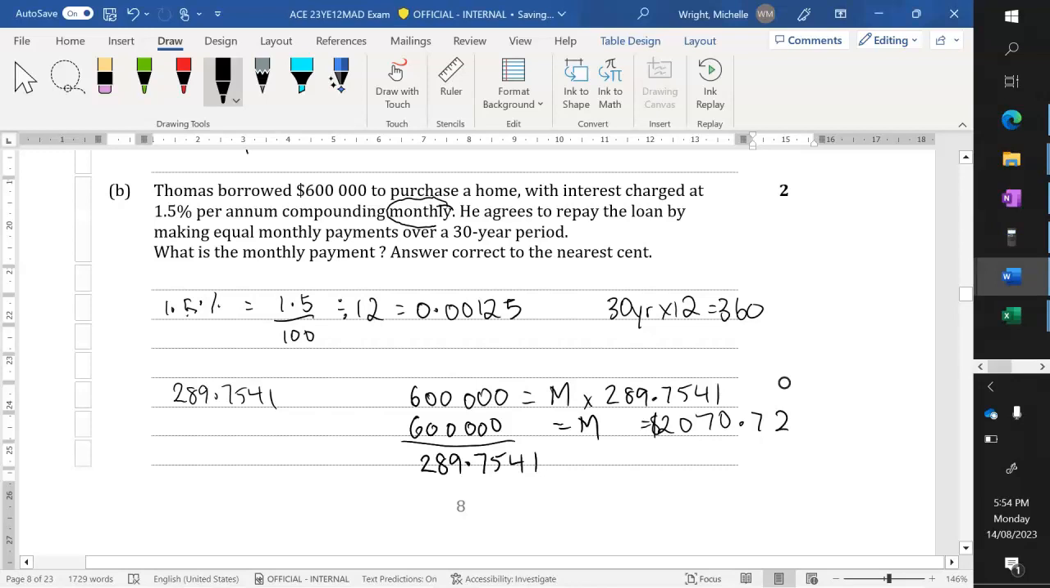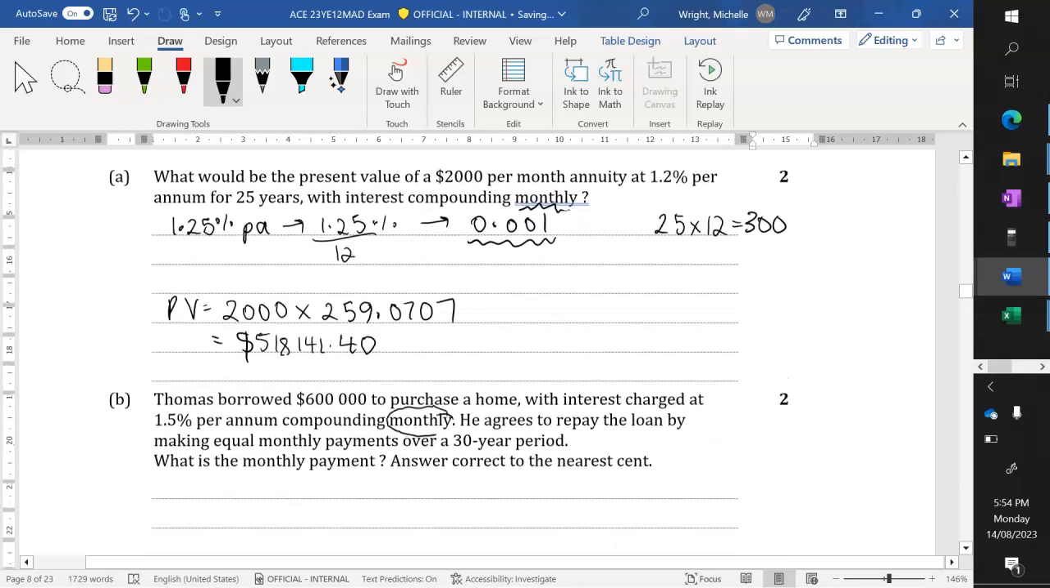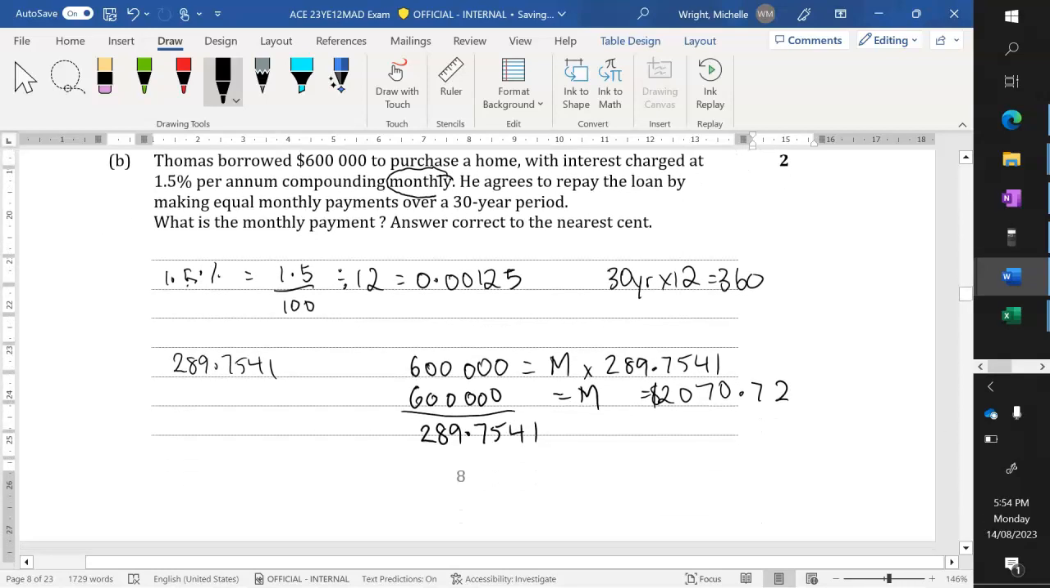People actually did it the long way using a geometric progression, and you would have got the same answer if you did that. But if there is a table, it's going to be a lot easier to use that table.